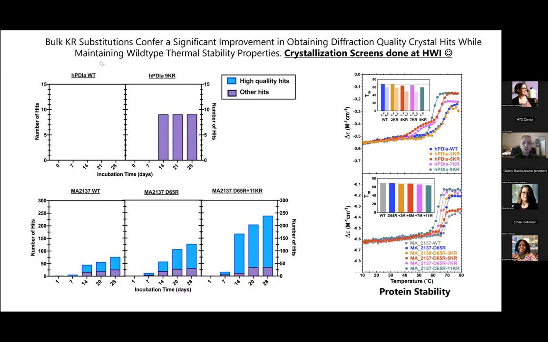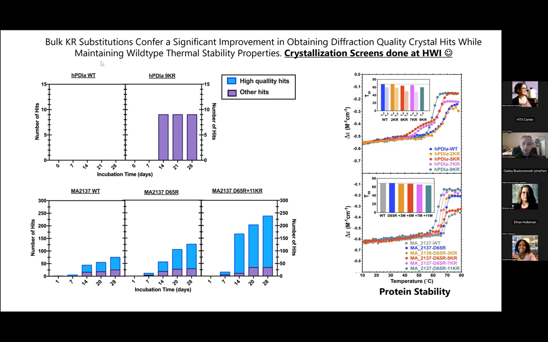So, another question is, all right, we get this protein that never crystallized before to crystallize. What do these different levels of arginine substitutions do to the thermal stability of these proteins? Do these arginine substitutions make these proteins incredibly unstable? Do they make them more stable? Do they keep their stability intact?